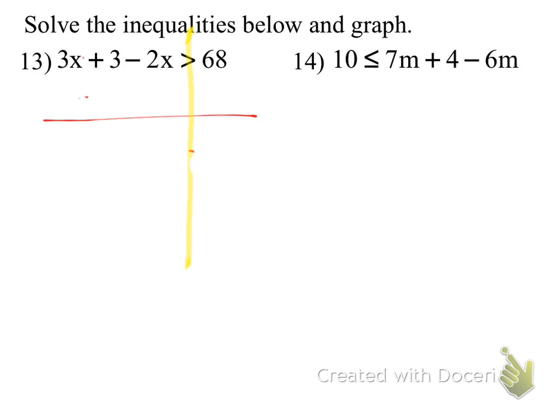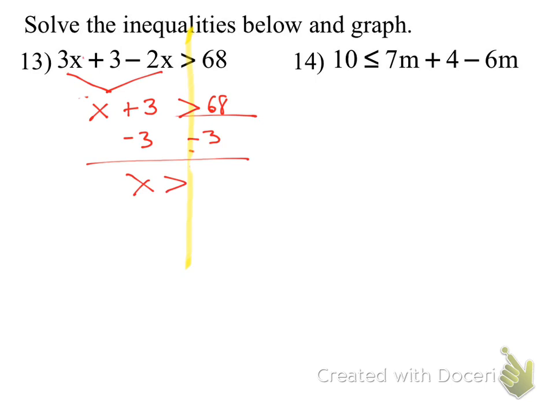We're going to combine our like terms. So on this side, my like terms are 3x minus 2x makes an x. And then I have that plus 3 is greater than or equal to 68. Okay? And then I'm subtracting 3, x is greater than 65. And this is why we are only picking 2 numbers, because we don't want to write 65 little lines. Here's 0, here's 65. It is greater than. So is everybody understanding that? Okay, I want you to do number 14. Pause the recording.